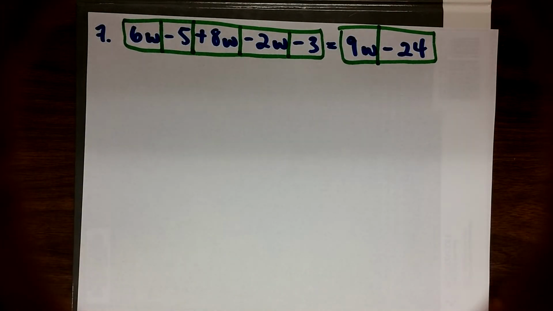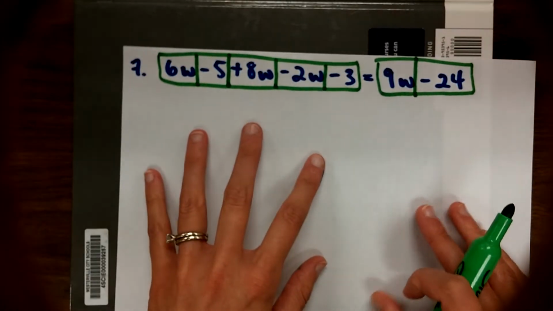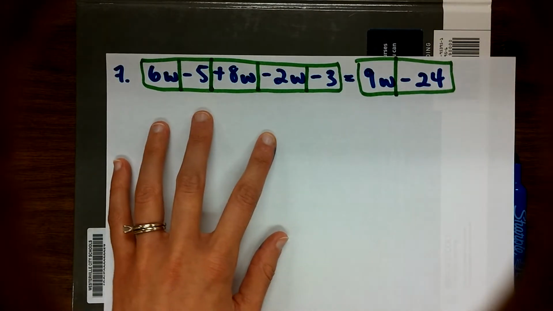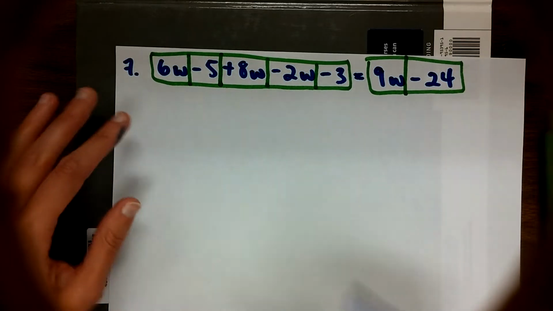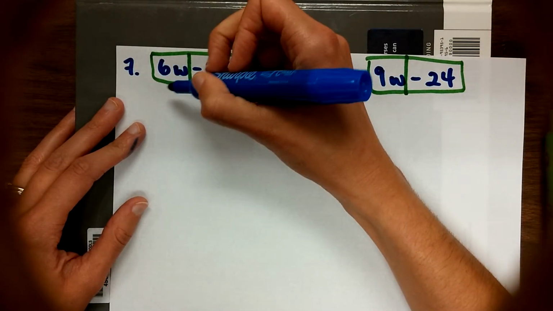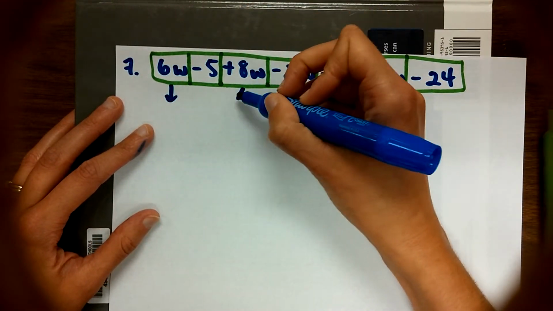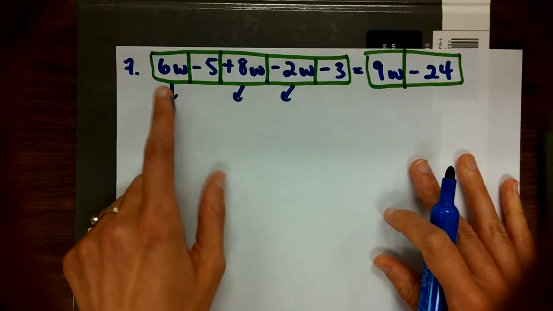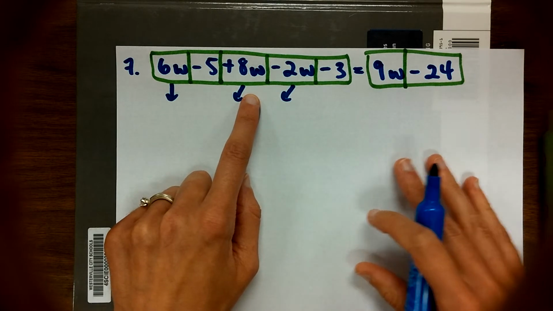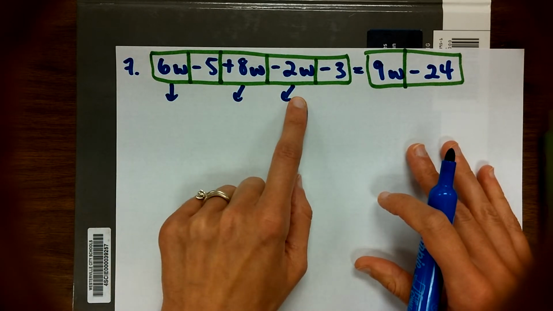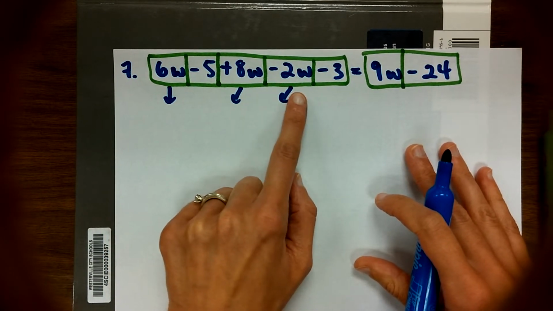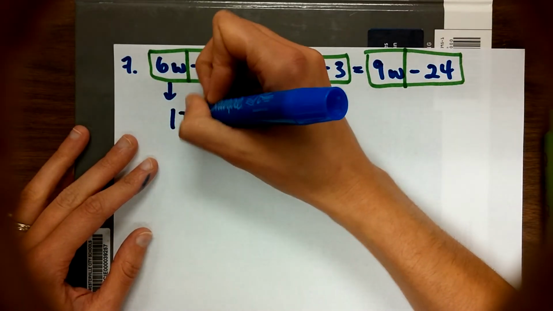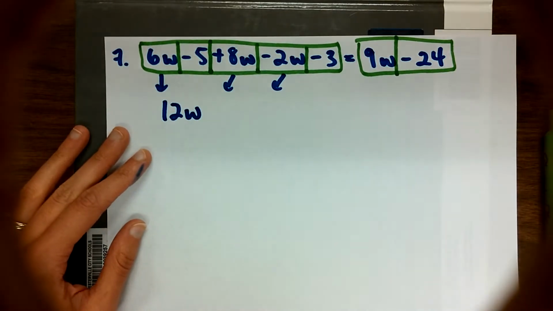And then I'm going to look at just the left side first and see if there are like terms I can combine, which there are. So I see that there are 3 terms that all have a w in them. And so I'm going to combine all 3 of those into just one term. So I have 6w plus 8w, which together would be 14w. But then I'm going to subtract 2w since this one's negative. So 14w take away 2w leaves me with 12w.